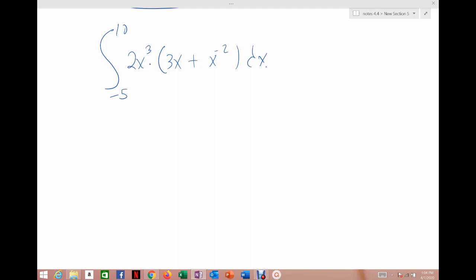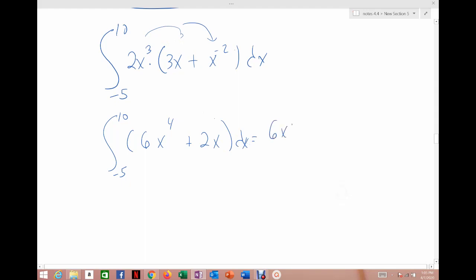This one I want to get rid of the multiplication by distributing, so that's my first step. I haven't done anything with the integration, so it stays. All I'm doing is rewriting this so I can find my general antiderivative. To distribute it, I get 6x to the 4th, 2x to the first. I add my exponents, so 3 plus a negative 2 comes out positive 1. Now I'm ready to find my general antiderivative.